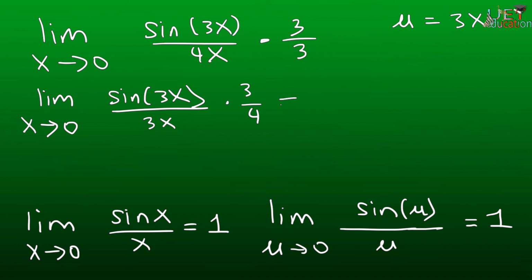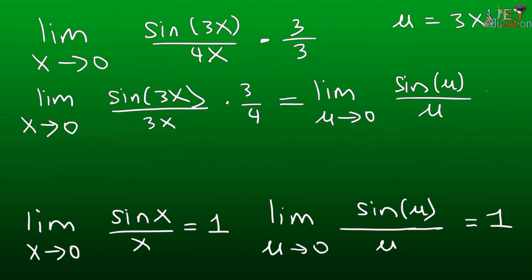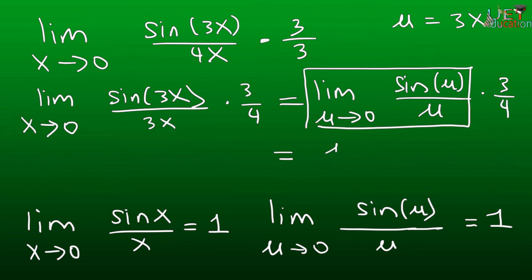So now, using substitution, I'm going to replace everything. So instead of x approaching 0, u is going to approach 0. And I'm going to replace 3x with the u variable. So I have sine u divided by u times 3 over 4. Now this expression here, that's equal to 1. So it's 1 times 3 over 4, which the final answer is 3 over 4. So that's how you can show your work with questions like these.